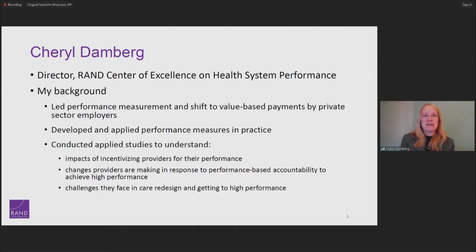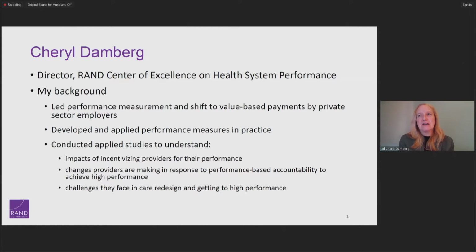But I have spent time working with purchasers. I used to work for the Pacific Business Group on Health, now the Purchasers Business Group on Health, leading efforts to do performance measurement and shift to value-based payments, getting the private sector to pivot in that direction. I have also had decades of experience developing and applying these performance measures in practice, and so understand the complexities of development of measures as well as their implementation.